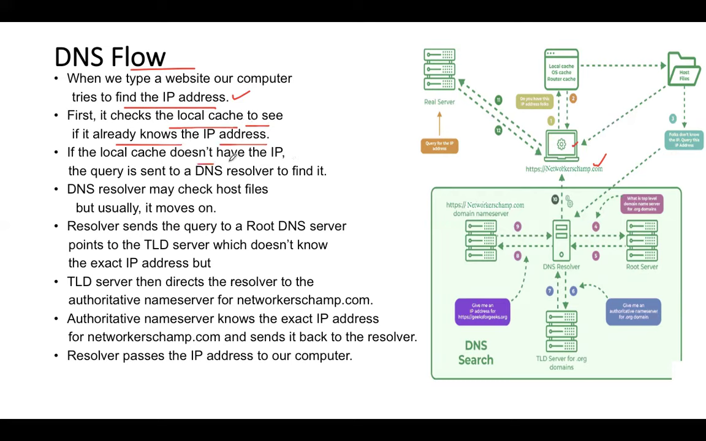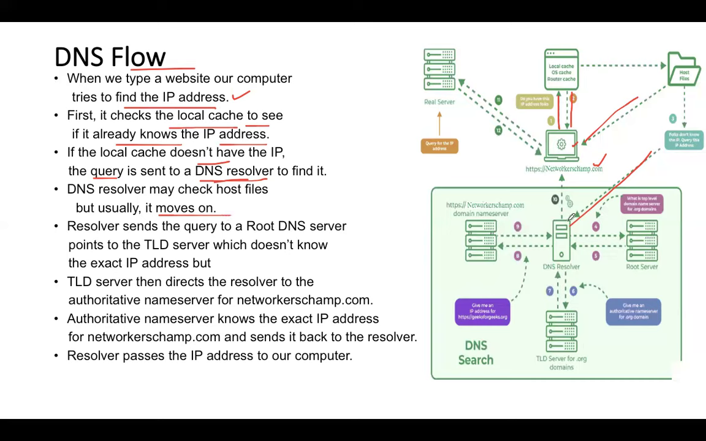If the local cache doesn't have that IP address, the query is sent. This is called a DNS query. To whom? The DNS query is sent to the DNS resolver to find the IP address. So this is where you see that it checks the local cache. Second, if it doesn't find it, it checks the host files. The DNS resolver may check host files, but usually it moves on.